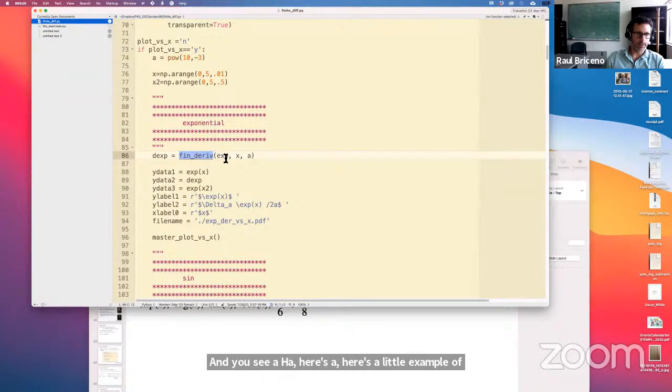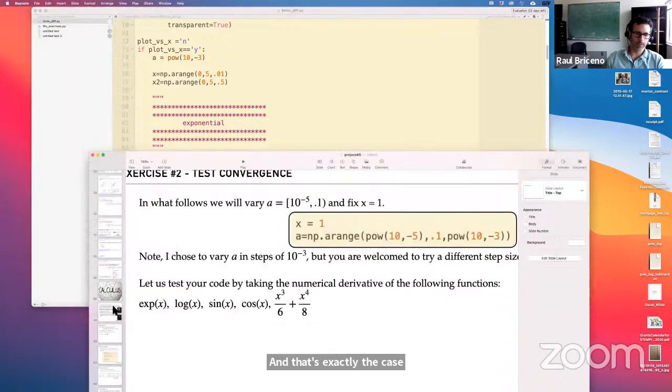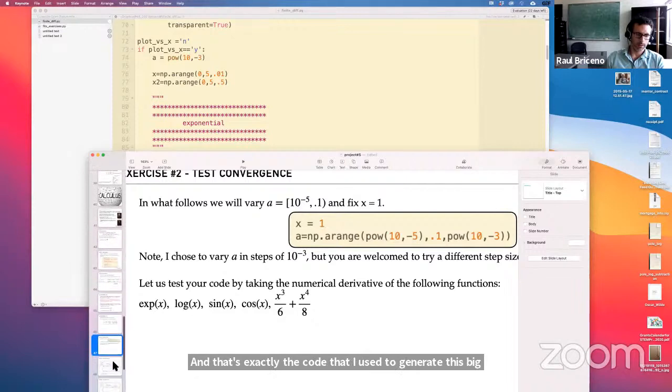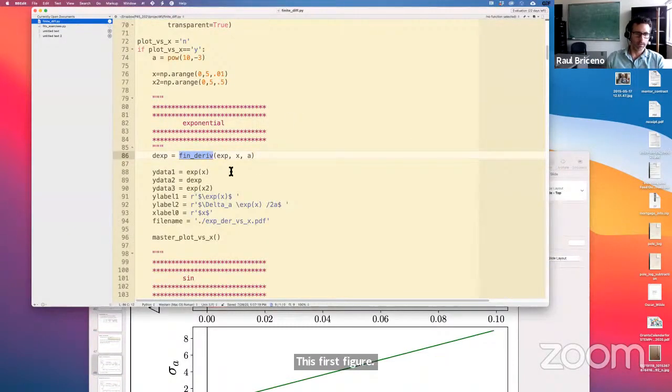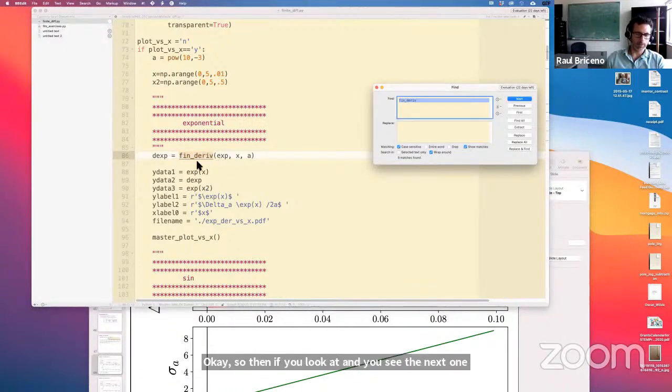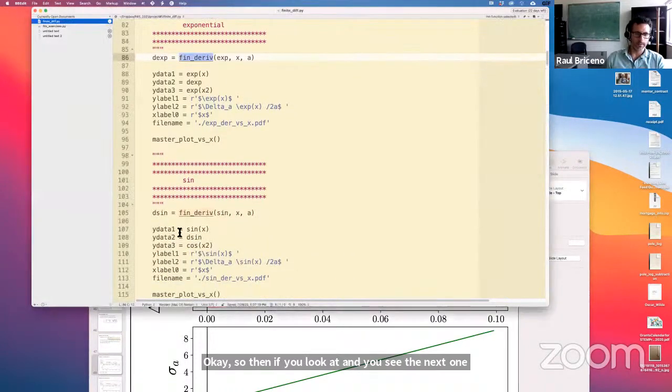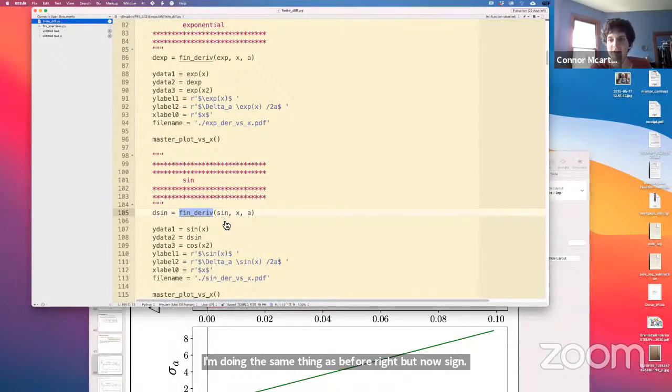And look, in the first place, what I have is exp, which was my exponential function. And that's exactly the code that I used to generate this first figure. Okay. So then you see this exponential part. And then you see I have now a sine one, which I'm doing the same thing as before, right? But now it's sine. All right, I think they understand now. Awesome, cool.